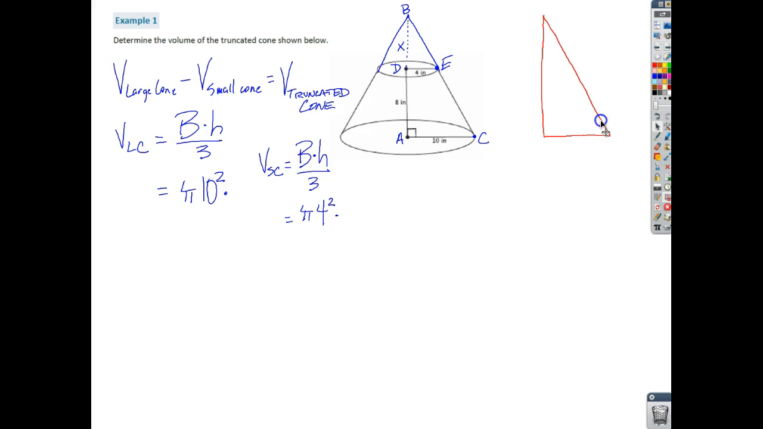So I have this large triangle, this one is called BAC, or ABC. And I know that this is 10. I don't know C to B, and I know AB is going to be this one, it's X plus 8. So this is X plus 8. All right, well then let's look at the smaller triangle here, this one.